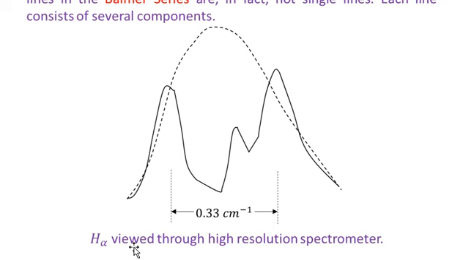If we talk about a single Balmer series line being emitted, then the dotted curve will represent a single H alpha line. But if this line is viewed with a very high resolution spectrometer, then you can see more details and more structure in this single Balmer line. Here in this particular case you will see that there are two peaks which are separated in energy by 0.33 centimeter inverse.